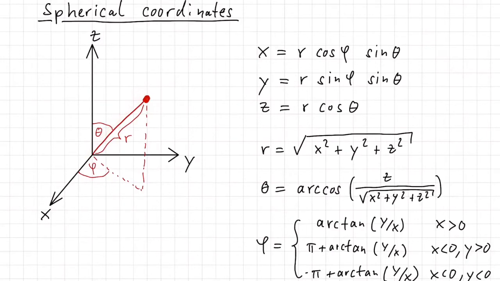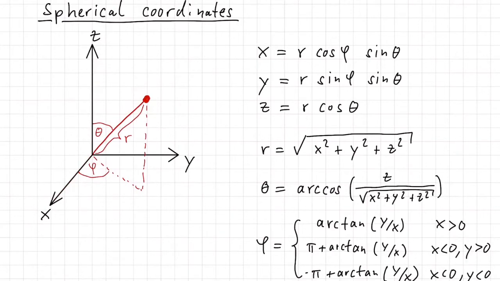And then additionally, the angle theta that this vector makes with the z-axis. And thirdly, the angle phi that the projection of this point on the xy plane makes with the x-axis.